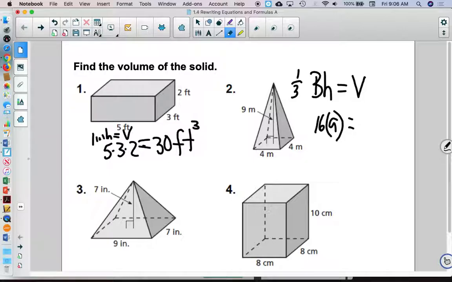Okay? Go with the formula. 1/3 times base times height. And so when I do that, what is 1/3 of all of that? 1/3 times 16 times 9 is what, Zane? 48 meters cubed. You are right. Good job.